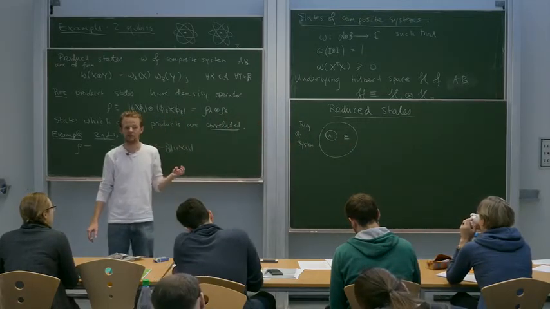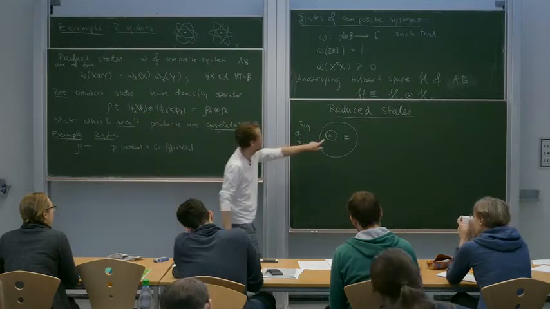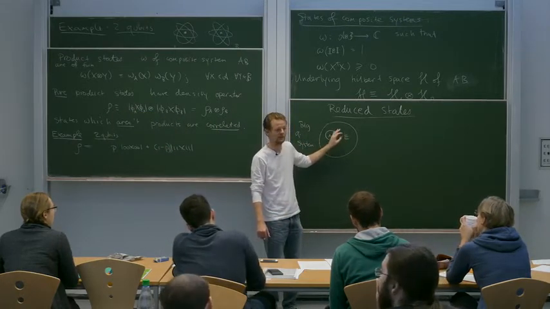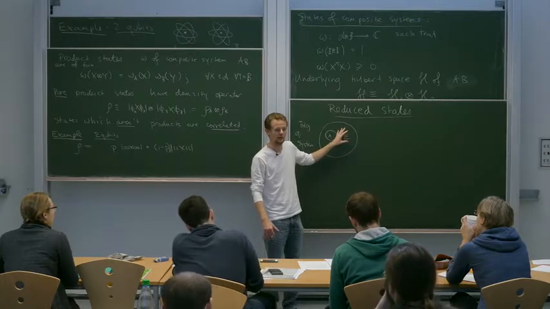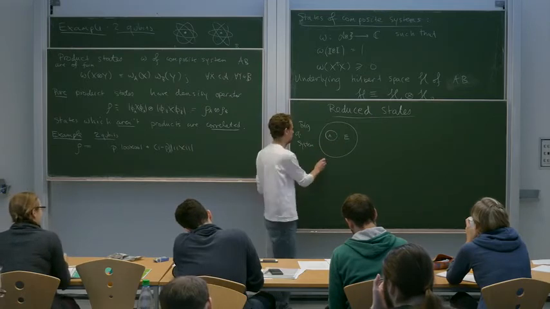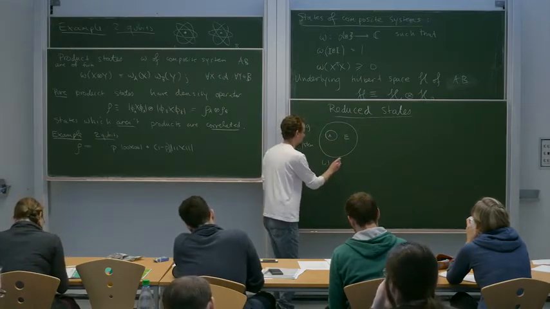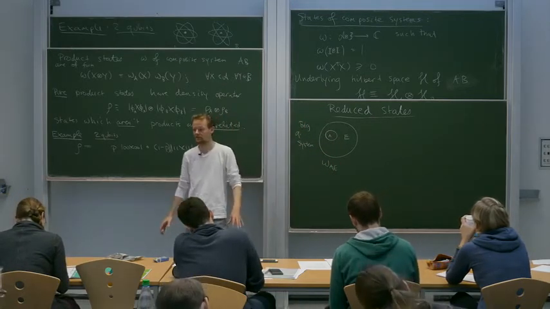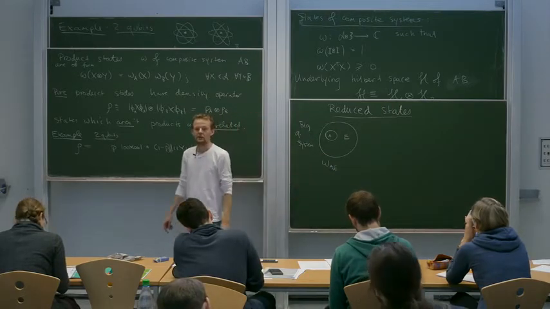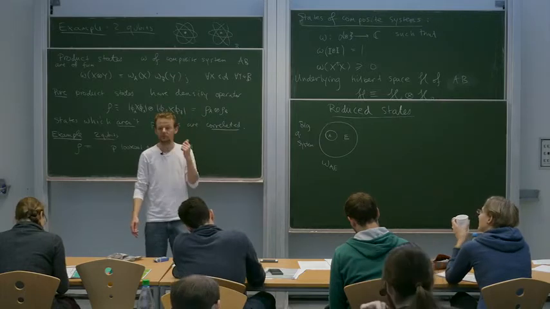So we only allow ourselves the ability to ask questions about this little part A, and the rest we don't ask about. Then we suppose that this big quantum system is in some state omega. And to make it clear that this state is the state of the big quantum system, we call it omega AE.